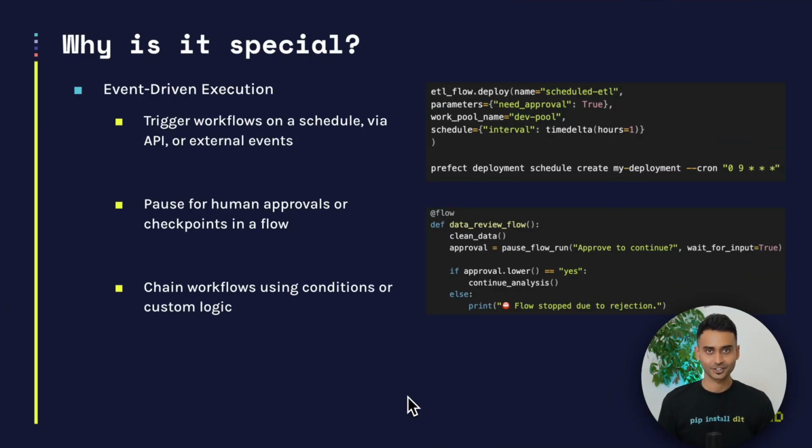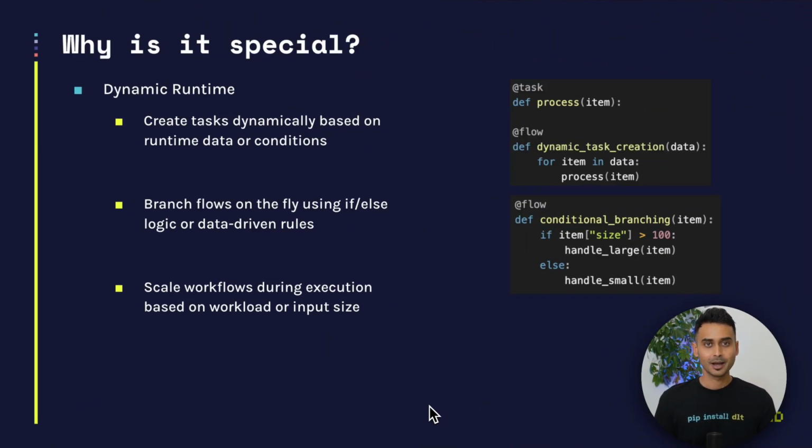Coming to event-driven execution, Prefect allows you to trigger workflows based on scheduling, API calls, or external events. You can also pause for human approvals during a flow run. Prefect also allows you to chain multiple workflows together using conditions or custom logic, which makes it very easy to build complex data workflows. Now coming to scalability, Prefect has many features that let you scale your workflows.